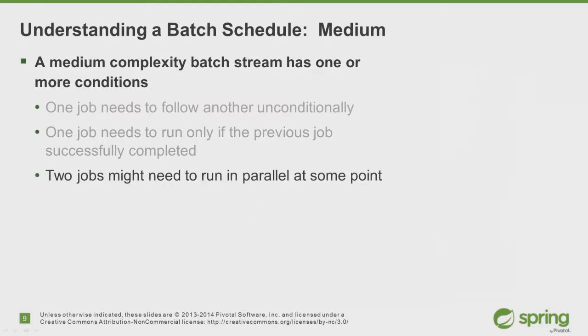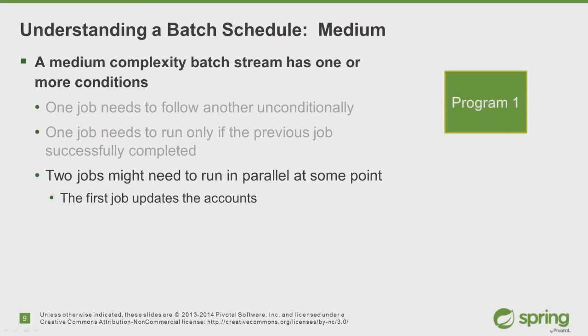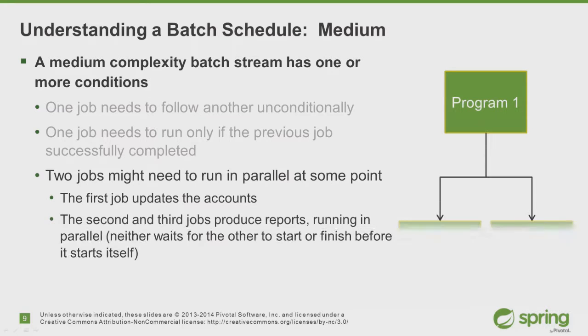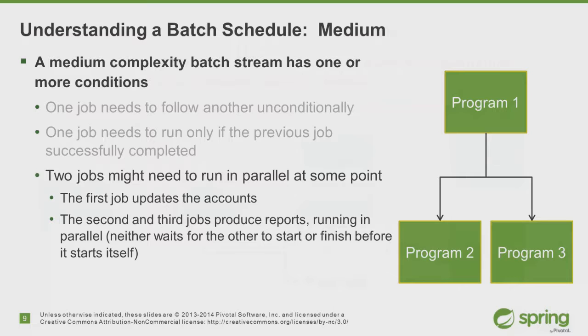And now two jobs might need to run in parallel at some point. So the first job updates some accounts, and then a second and a third job produce reports running in parallel. This would be similar to the previous example, except we can run them both at the same time because they do not have contention in the database, and obviously will get done sooner if the two jobs run at exactly the same time.